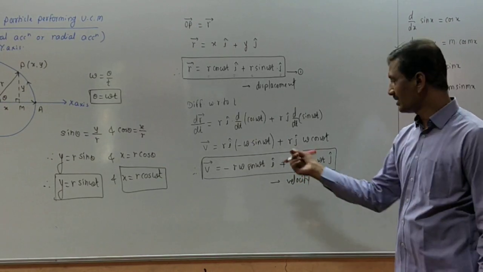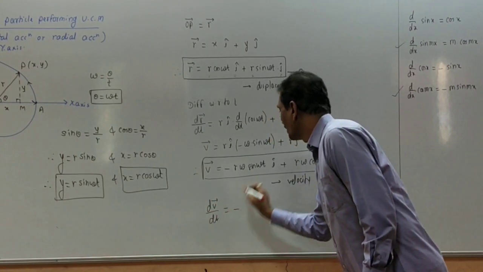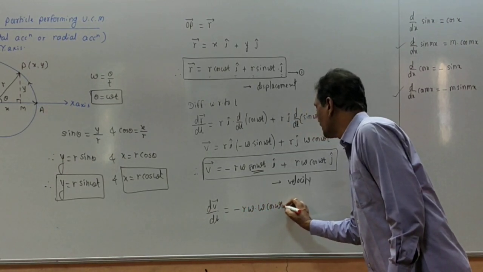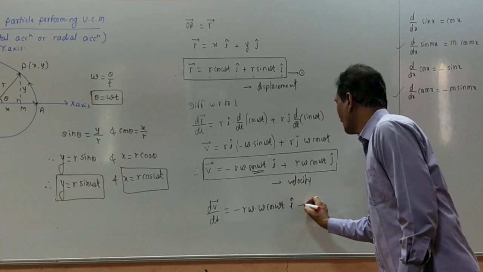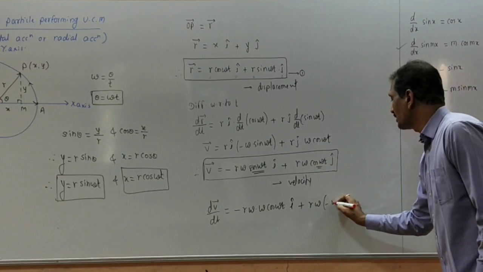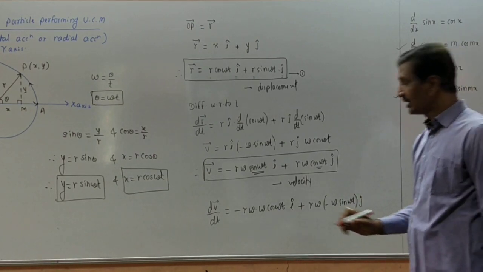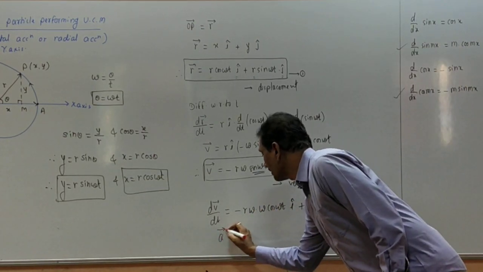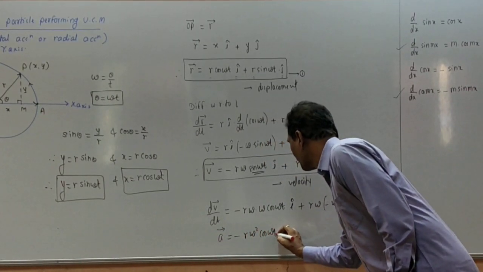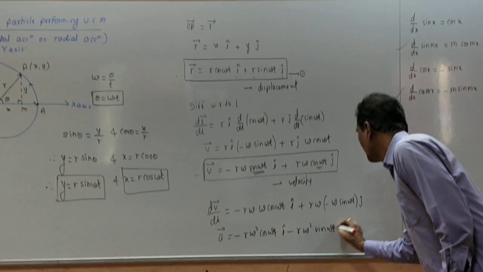The rate of change of the velocity is called the acceleration. So it is d v bar by dt. Now what is the derivative of sin omega t? It is omega into cos omega t, with i cap as it is, plus r omega j cap as it is, and what is the derivative of cos omega t? It is minus omega into sin omega t. So LHS is the acceleration a bar. So a bar is what? Minus r omega square cos omega t into i cap minus r omega square sin omega t into j cap.